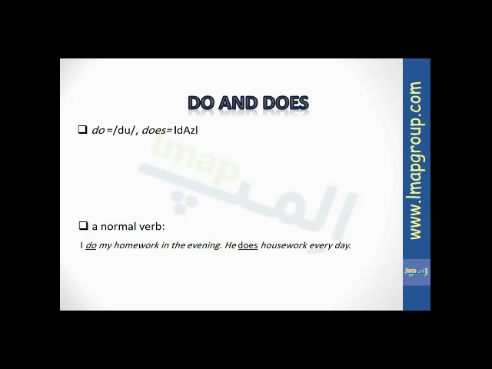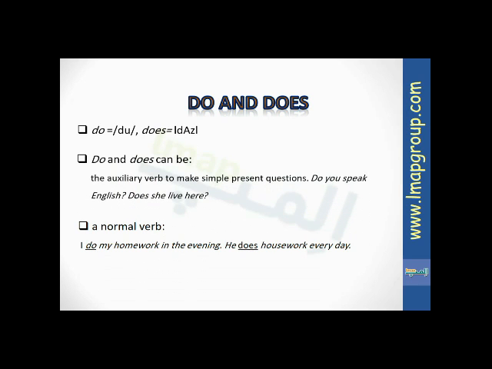And this is the pronunciation. Do, does. Do and does can be the auxiliary verb to make simple present questions. میتونن فعل کمکی باشن برای اینکه سوالات حال ساده رو بسازن. Do you speak English? شما انگلیسی صحبت میکنید؟ Does she live here? آیا او اینجا زندگی میکند؟ Okay.